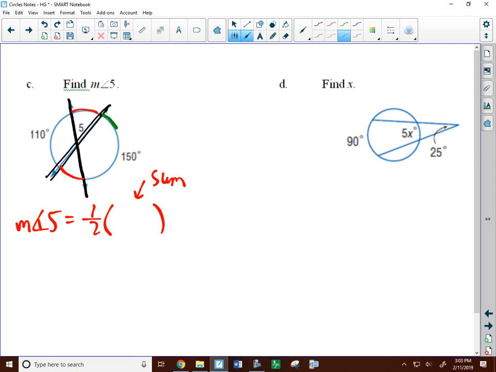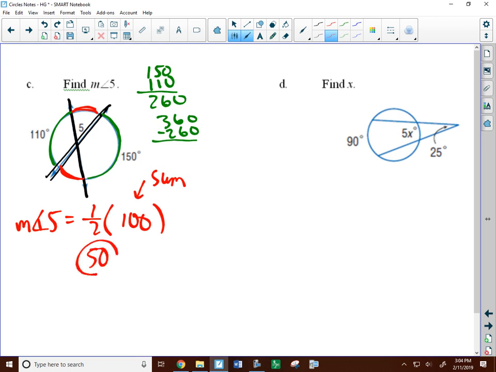And notice that everything else here, the 150 and the 110, makes up the whole circle between the green and the red. So if I add 150 and 110, I get 260. And if we subtract that from 360, we get that there's 100 left between these two arcs. And that's all I need. I don't need the individual arcs. So angle 5 is 50. You can have individual arcs, that's fine. That can help too, but you don't need them. So actually here we won't be able to find the individual ones.